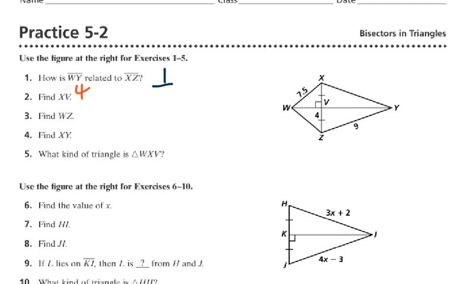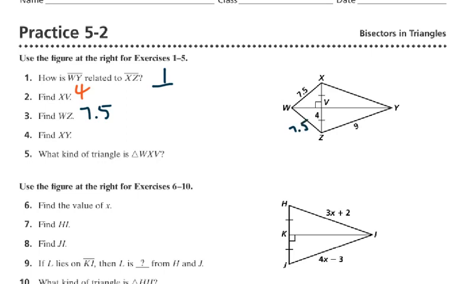The next question says find WZ, which is this right here. And we're going to apply the theorem here that because of this perpendicular bisector, which we can see here, what we know is that this line is congruent to this line. So if one of them is 7.5, so is the other one. These two have to be the same thing.